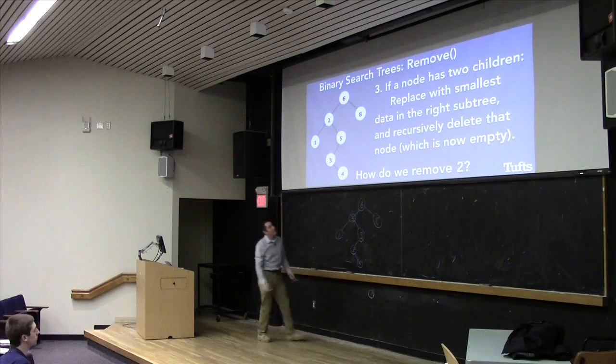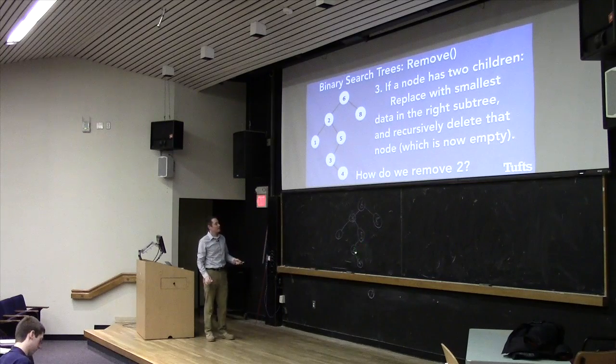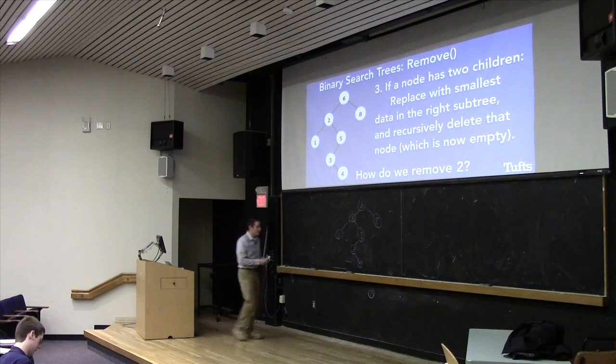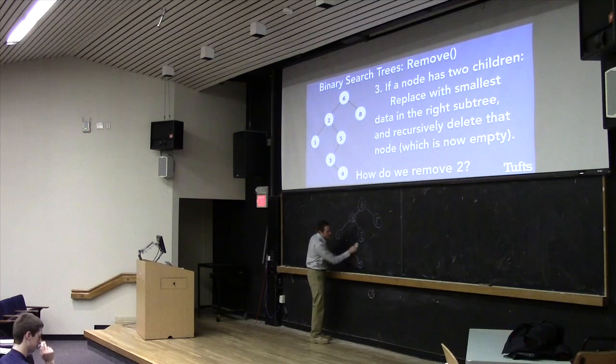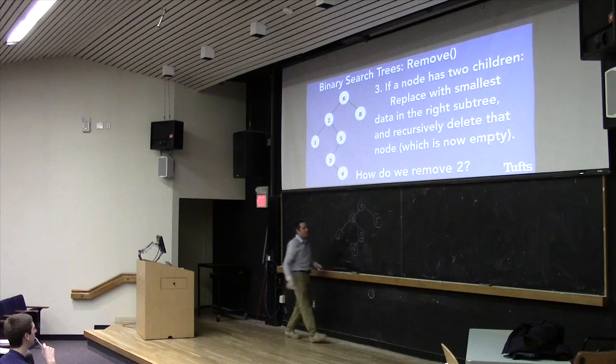Okay? And then we recursively delete 3, right? Which means that we're going to go here. And how do we delete one that has a single node on it? We bypass it, right? So that one's going to be there. And this one is now going to be just pointing to 4 like that.